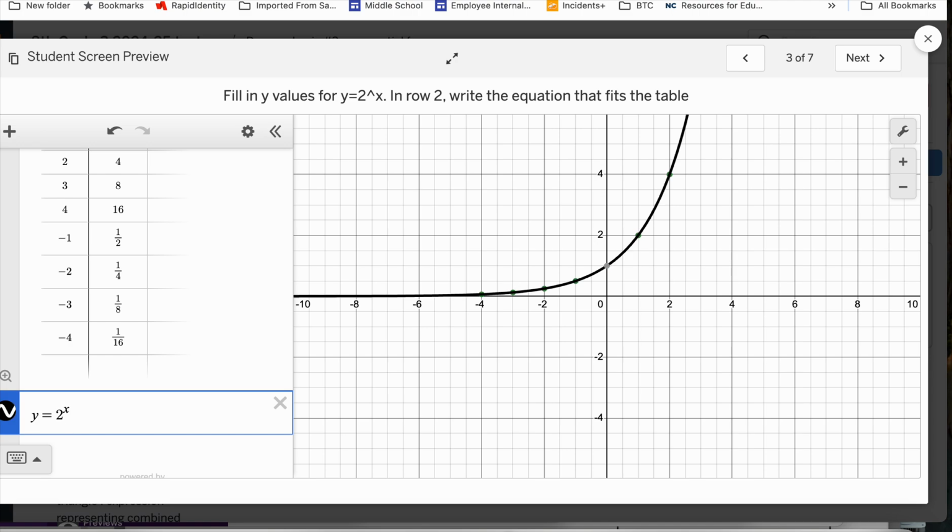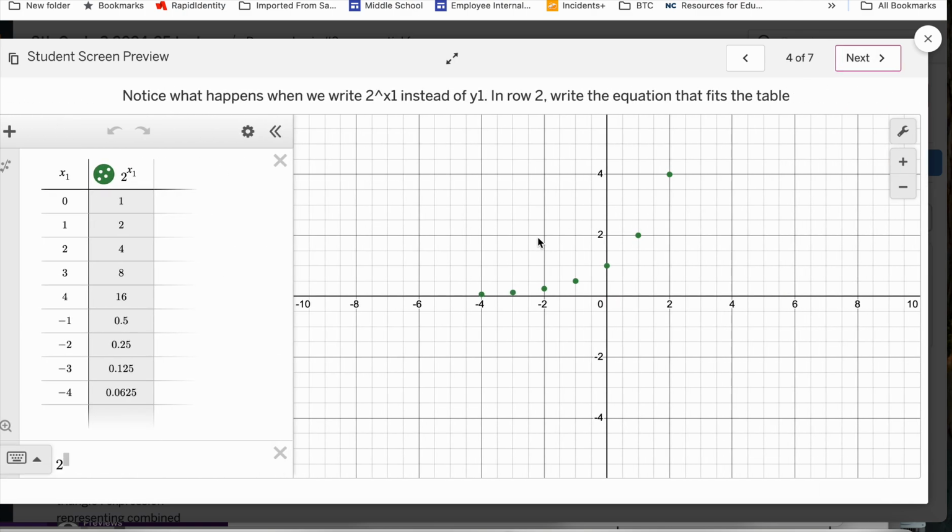And then the next one says, okay, well, the function is y equals what? What's y to the x? And when we fill that in, we see that it corresponds exactly to the points that we put. Go to the next slide.